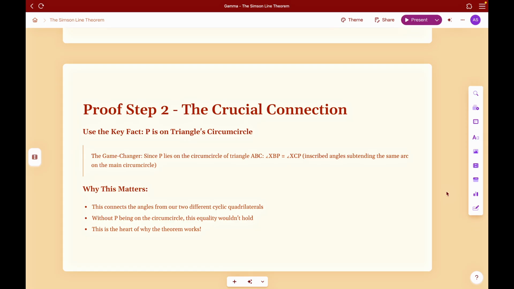And why does this even matter? Okay, yeah, we have inscribed angle theorem, and yeah, P is on the circumcircle. That was given. But this connects the angles from our 2 different cyclic quadrilaterals, and without P being on the circumcircle, this equality wouldn't hold, and it would be a triangle instead of a line. And this is basically the heart or the main thing about why this theorem works.